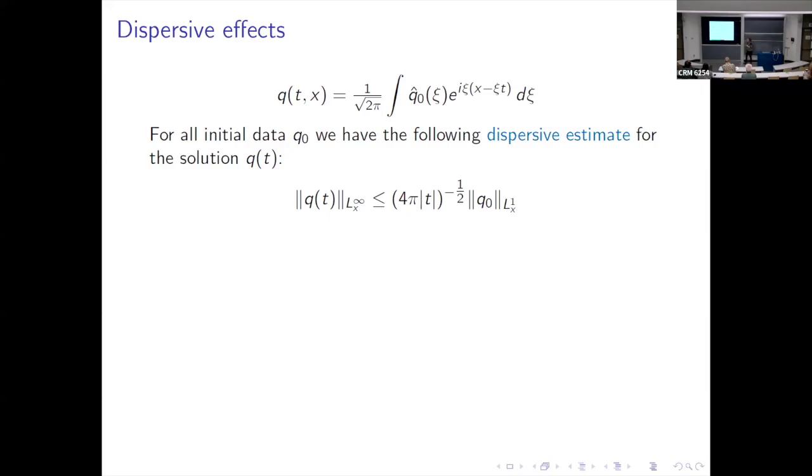And instead, I will show you an estimate that I can get using that formula that I'm hiding from you, which is what we call the dispersive estimate. It shows that I can bound the L infinity norm in space of my solution in terms of t to the power negative 1/2, the time that I'm looking at, times the L1 norm of my solution. And that really captures the dispersive effects of the linear Schrodinger equation.